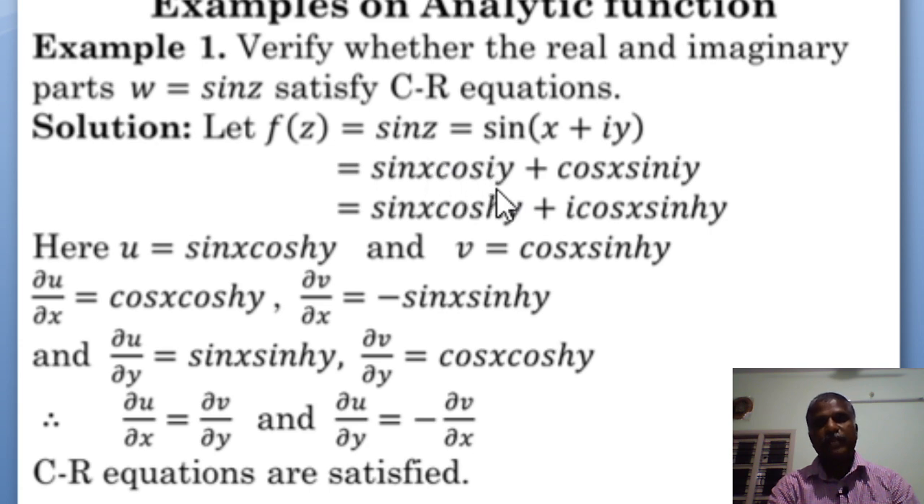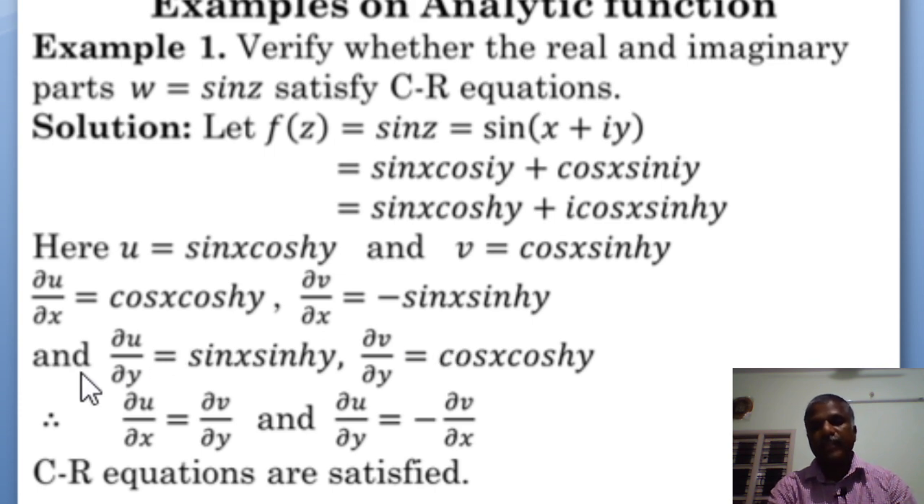So we know that cos iy is cosh y and sin iy is i sinh y. So here we have the real part u = sin x cosh y and the imaginary part v = cos x sinh y. So find the partial derivative with respect to x: ∂u/∂x = cos x cosh y, differentiation of sin x with cosh y as it is. ∂v/∂x, differentiation of cos x is minus sin x, with sinh y kept constant.